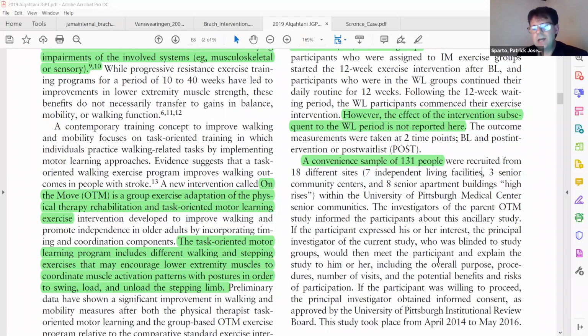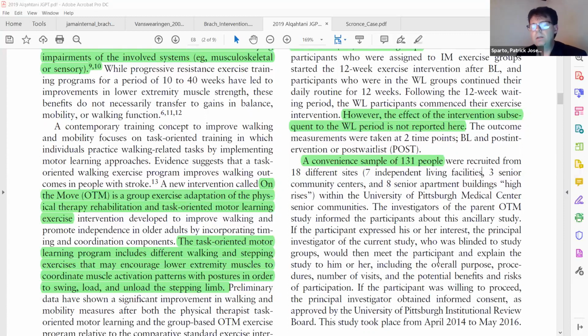Those 32 sites were randomized into 2 separate arms of the study. The 2 arms were the on-the-move group exercise intervention, and the second arm was the usual care or standard group exercise intervention, which we'll talk about more in a little bit.